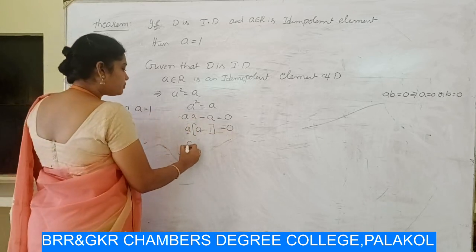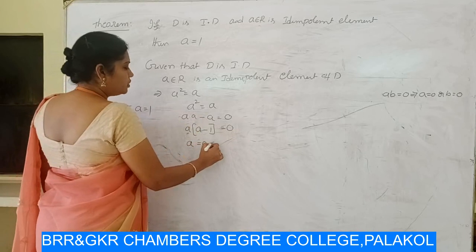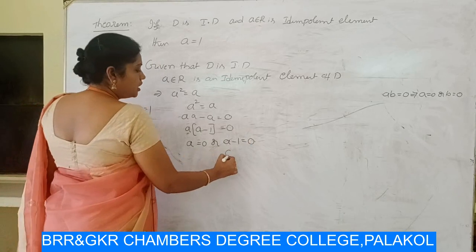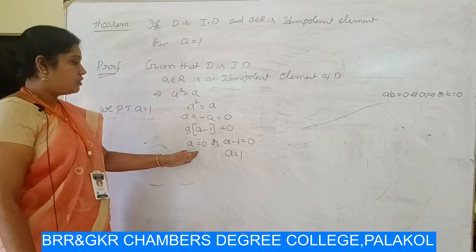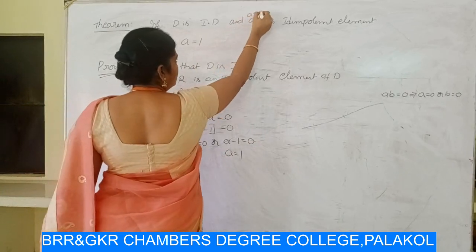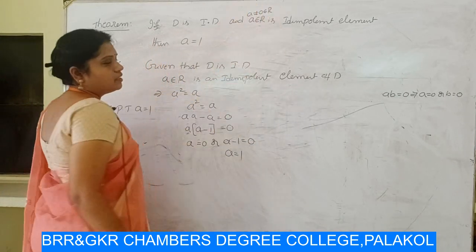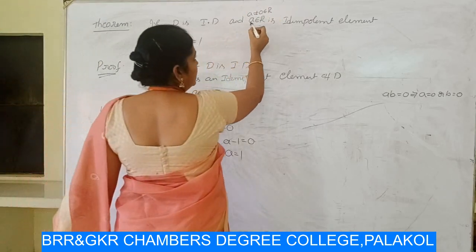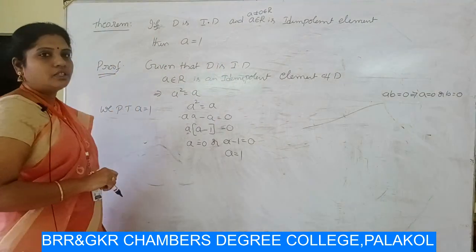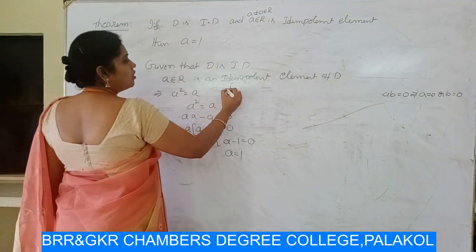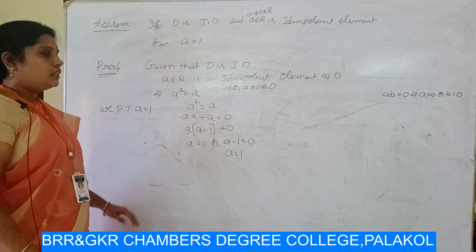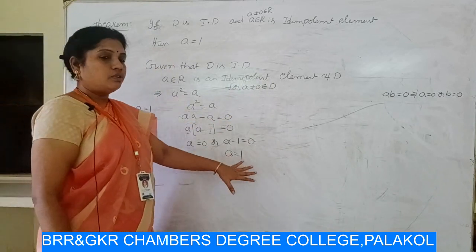Then we write A is equal to 0 or A minus 1 is equal to 0. That implies A is equal to 1. Here we take in the definition that A is not equal to 0. In the statement, if A is a non-zero element of R and is an idempotent element, then we have to prove A is equal to 1. Here A is a non-zero element of D. Then A is equal to 1.